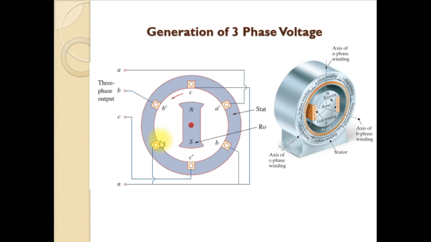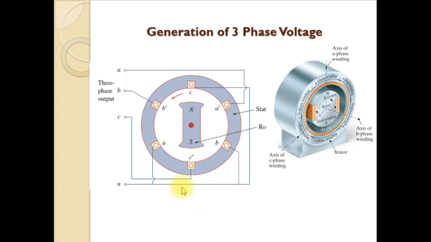Here in this figure you can see that A constitutes one coil, B constitutes another coil, and C constitutes another coil, and each of these coils is displaced by 120 degrees from each other. That means B is displaced by 120 degrees with respect to A and C is displaced by 120 degrees with respect to B, and the same C coil is displaced by 240 degrees from the coil A.